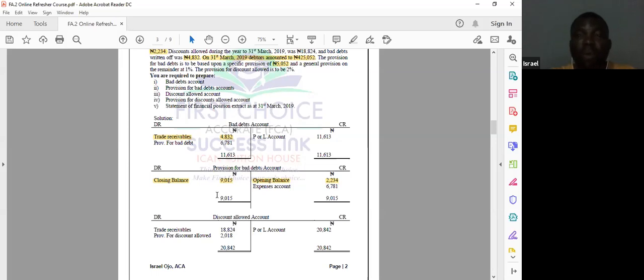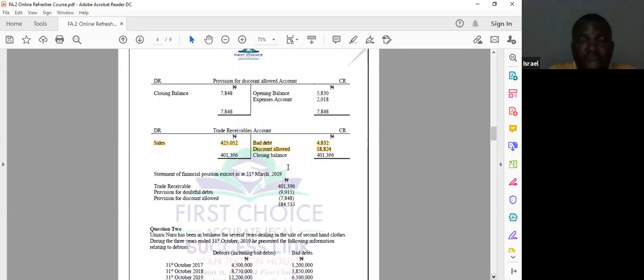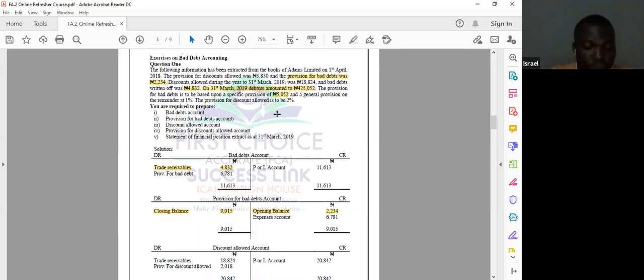Now let me explain that again. The provision for bad debt is to be based on a specific provision of 5,052, and a general provision on the remainder at 1%. On the remainder, what does that mean? It means we need to remove this 5,052 from the trade receivables, which at the moment is 401,396. So 401,396 minus the specific provision of 5,052 gives us 396,344. This is the remainder that we are going to charge 1% on.